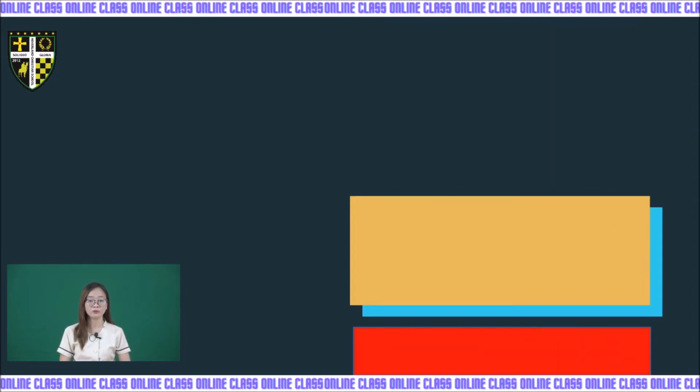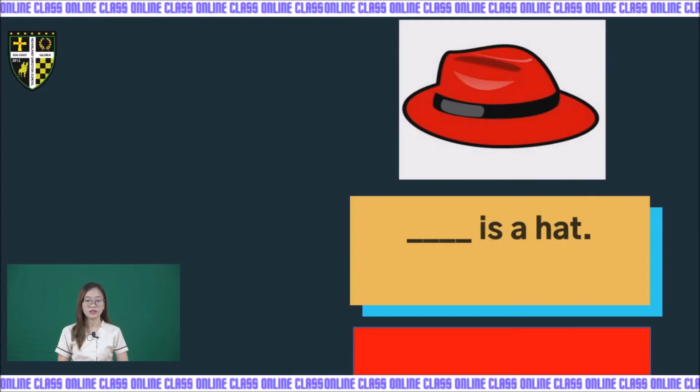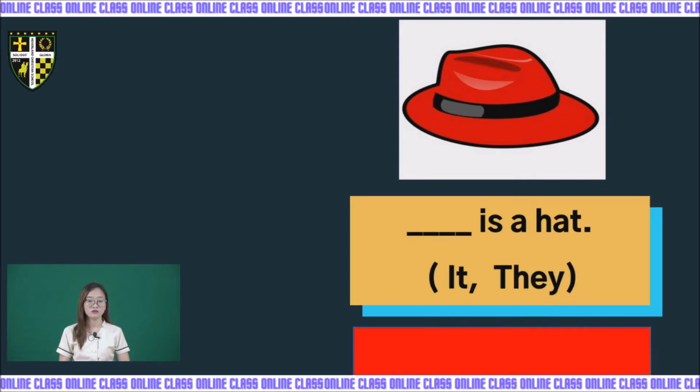Okay, next one. Blank is a hat. A hat is an example of a thing, isn't it? And it's only one. So what is the proper pronoun for that sentence? Is it it or they? Remember, kids, they is only used when the objects are two or more. So the proper pronoun for this picture is it. It is a hat because we are referring to only one.